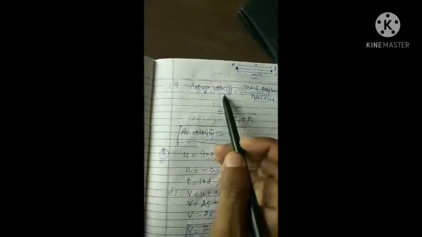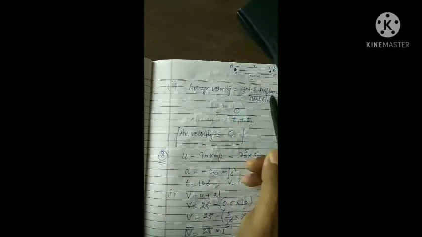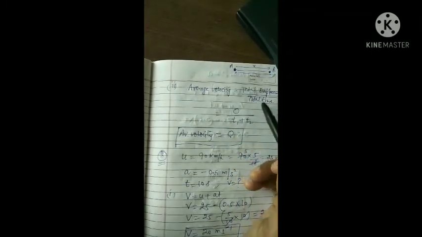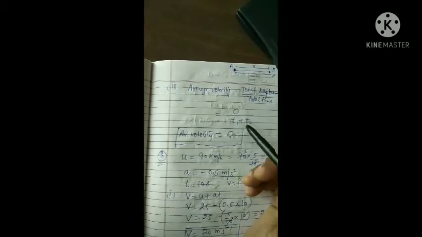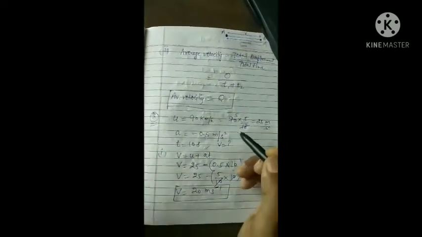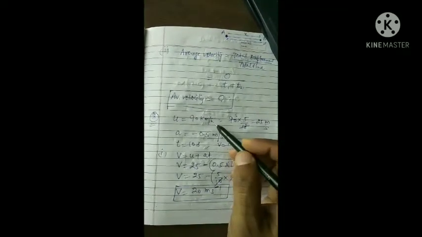Now average velocity. When the train returns back to A, total displacement upon total time is the formula for average velocity. Total displacement is 0 upon T1 plus T2. So 0 divided by anything is 0. Average velocity is 0.